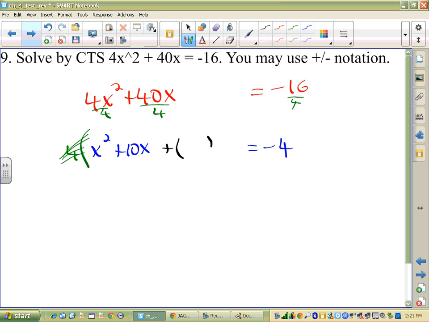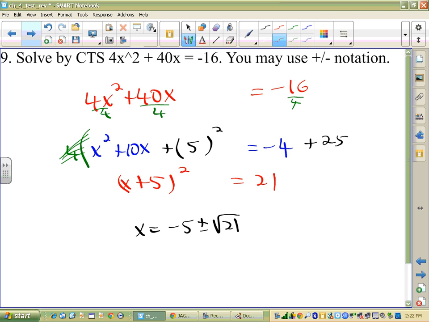I add the square of half the coefficient of the linear term to both sides. So I get negative 5 plus or minus the square root of 21. Let me fill in some more of the blanks there. So this is x plus 5, the quantity squared, equals 21. And then I take the square root, so I get x plus 5 equals plus or minus the square root of 21. And that's how I get what I get.